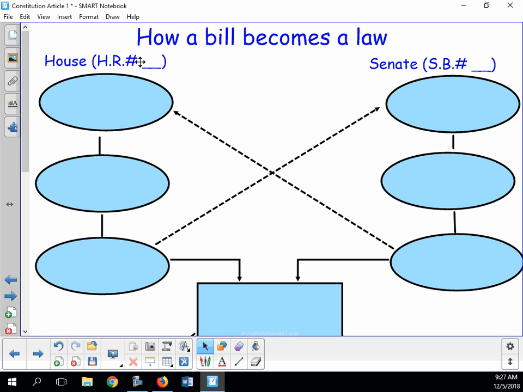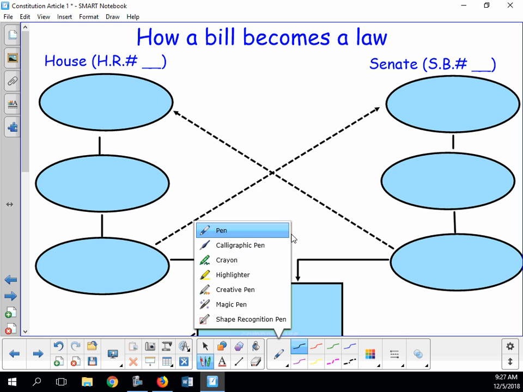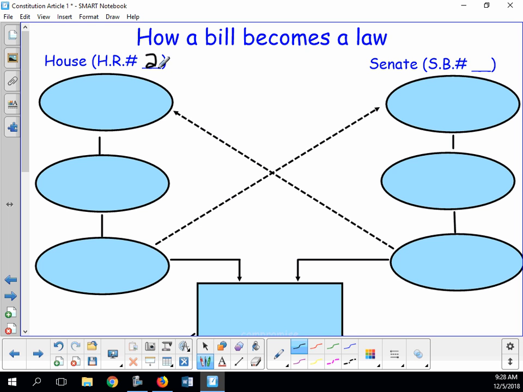To begin with, when a bill is introduced, it begins with getting a number. Let me start again. When a bill is introduced, if it's introduced in the House of Representatives or in the Senate, it is given a number. And let's just say this number is 2, the second one of the year. All right, so the House has identified their bill. It is number 2. So now the bill has to be introduced to the House.